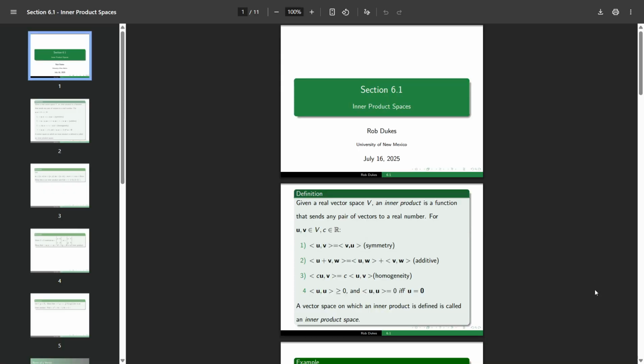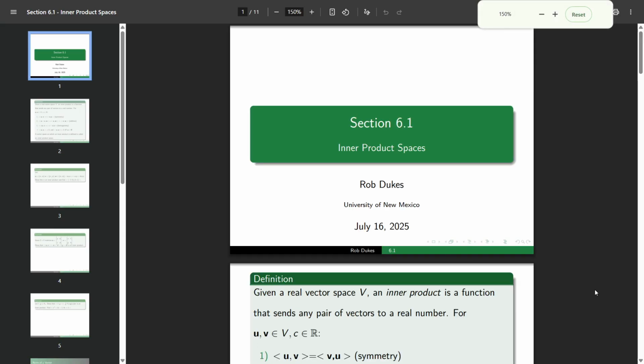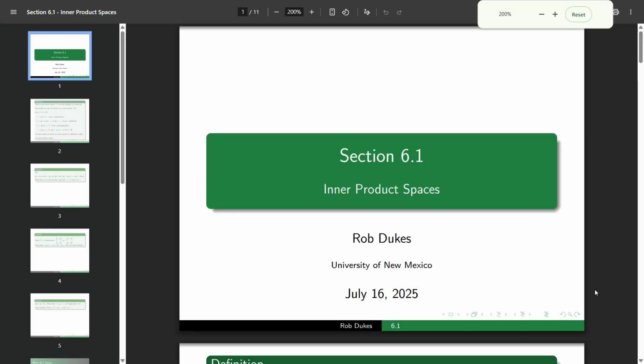Hello, we are going to start talking about inner product spaces. The main idea with an inner product is we're trying to generalize the dot product. The dot product takes two vectors and outputs a number that somehow expresses how well the two vectors work together. That's how I think of it anyway.